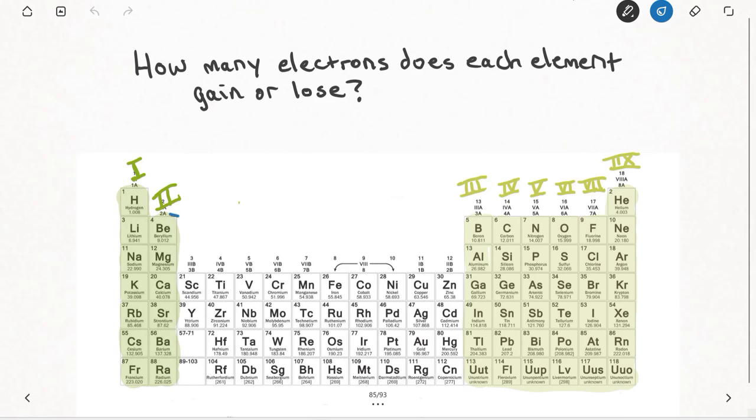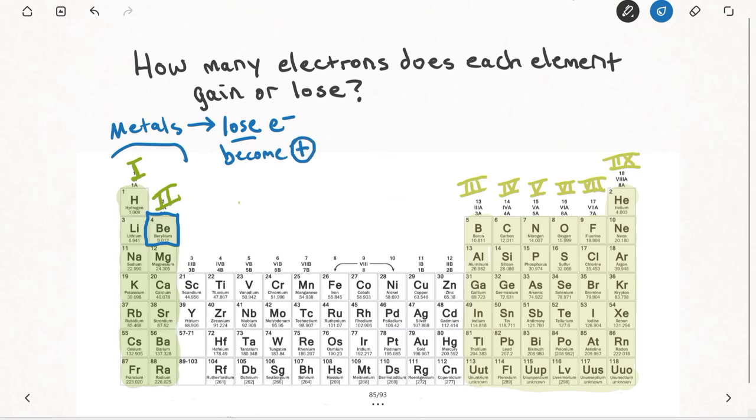So, for instance, here's beryllium right here. And so it is in the metals section of Group A, right? Because these are metals. And so that means that it could possibly lose electrons, or an electron. Because metals lose electrons and become positive. I'm just going to put this in a circle so we know that means positive. And the nonmetals over here gain electrons and become negative.